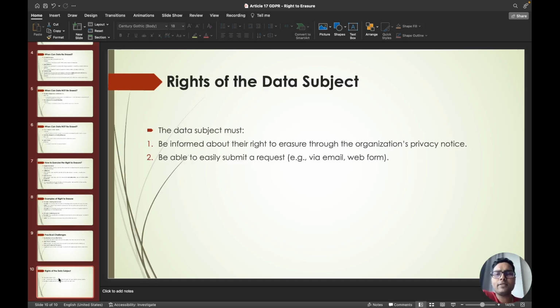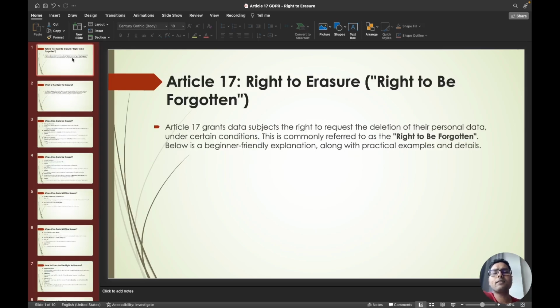So what are the rights of the data subject? The data subject has the right to be informed about the right to erasure through the organization's privacy notice. That means the privacy notice should include the data subject rights, including the right to erase the data, that is, the right to be forgotten, and to be able to easily submit a request. That means there should be a mechanism in place which the data subject can use to send their request to the data controller. This should be an easy format like an email or a form. This is all about Article 17, which is the right to erasure.